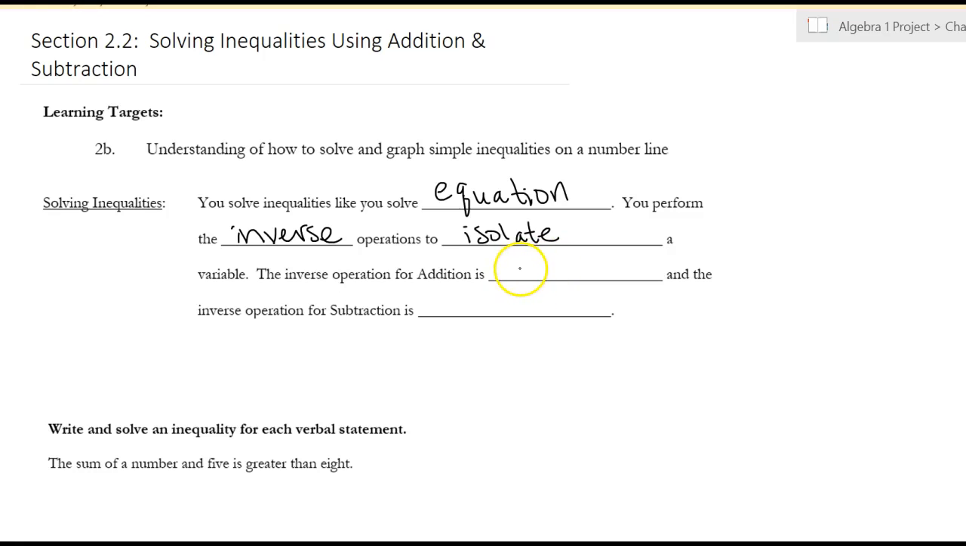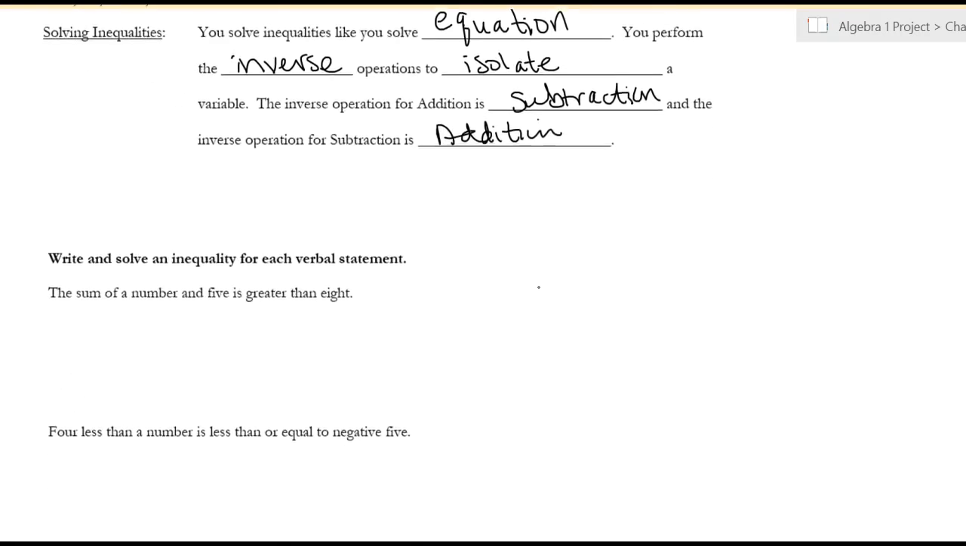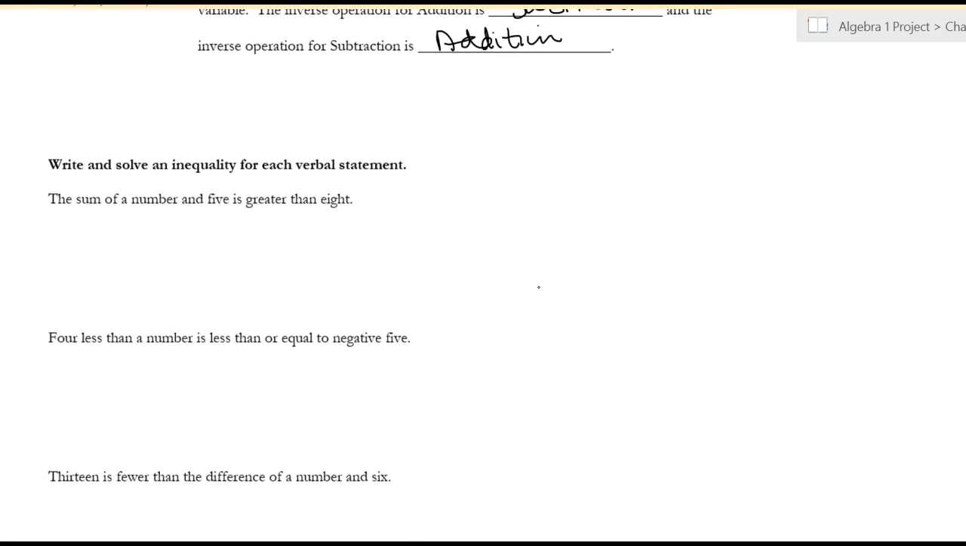The inverse operation for addition is subtraction, and the inverse operation for subtraction is addition. So what's nice is you've already kind of mastered this. The only difference is now we're going to have to actually graph with it also. Okay, so let's write and solve an inequality.